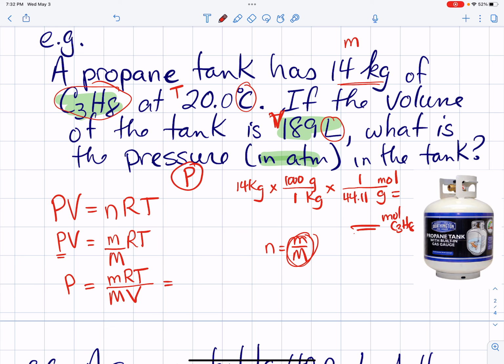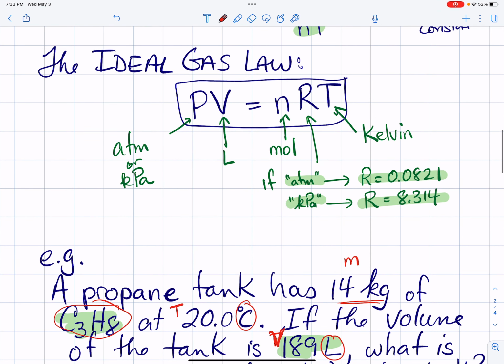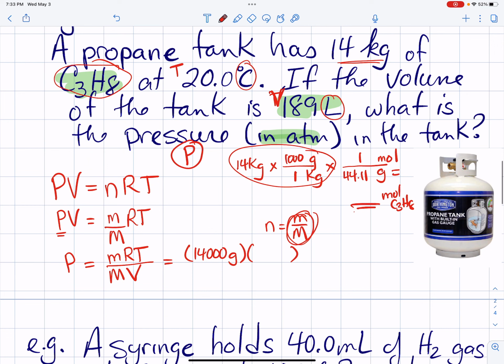The mass was in kilograms. I do have to switch that to grams. 14 kilograms, if I look up above, I times it by 1,000. That means we actually have 14,000 grams of propane. The R value, the question said to give us the pressure in atmospheres. So if you remember, when you're using atmospheres for the ideal gas law, R is equal to this, 0.0821. So let's put that in, 0.0821.